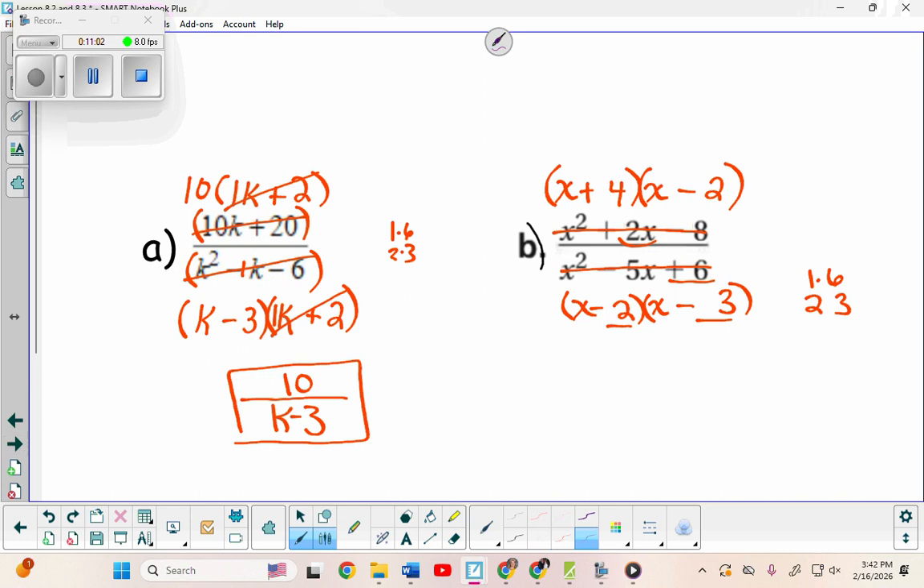From there, the x minus 2's will cancel. So in the numerator, you have x plus 4. In the denominator, you have x minus 3. So that is reduced.